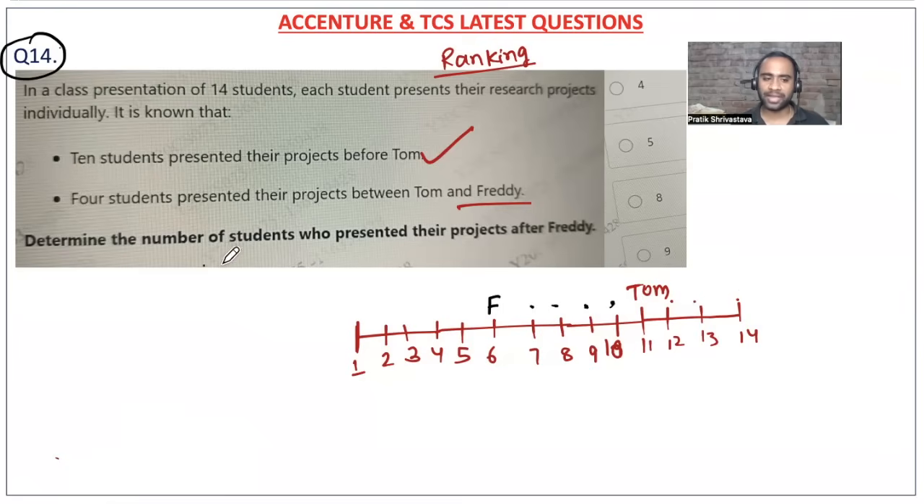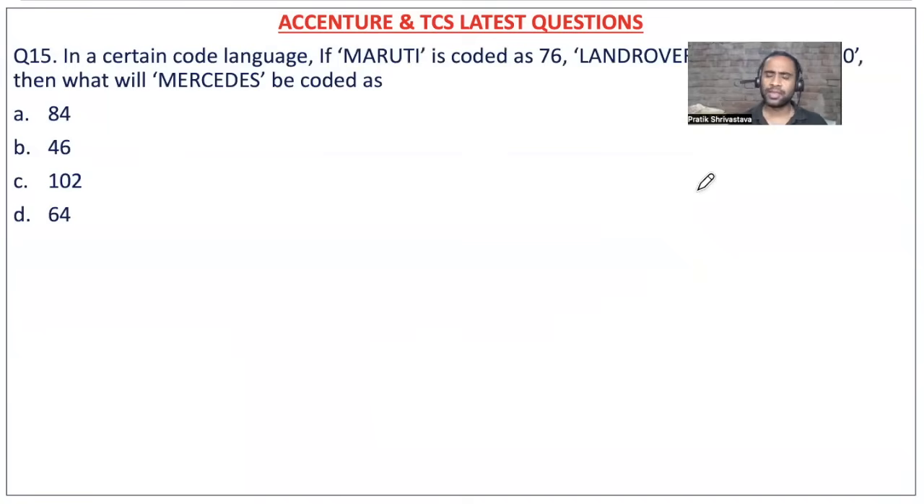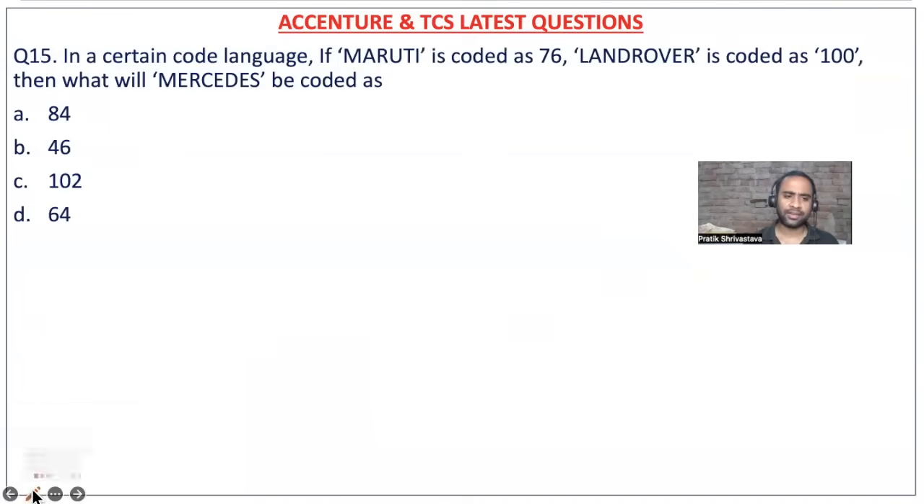Now they're asking to determine the number of students who presented their project after Freddy. So after Freddy 1, 2, 3, 4, 5, 6, 7, 8. So a total of 8 students after Freddy are presenting the paper. Simple. Keep it very, very simple, right? Accenture exam is easy, right? TCS exam reasoning is easy, so you don't have to worry.